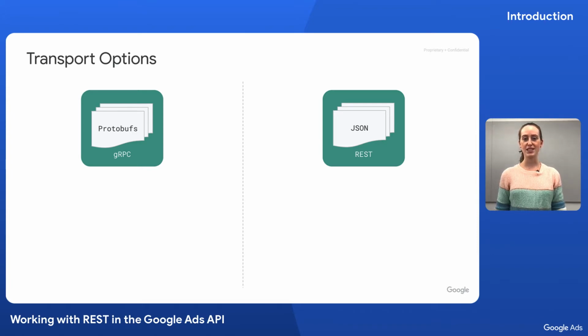First off, it's important to note that there are two different means of accessing the Google Ads API. REST is one of them, and the other is gRPC. These two transport methods access the same exact backend, but they also have some important differences I want to highlight before we get into the ins and outs of REST.